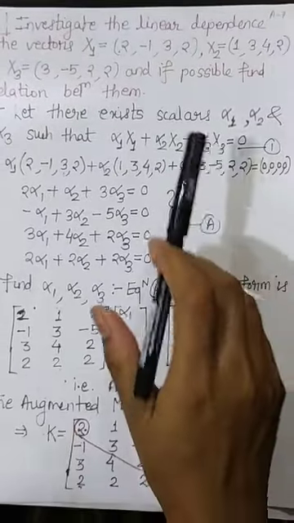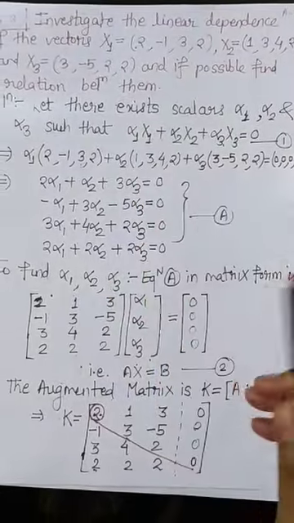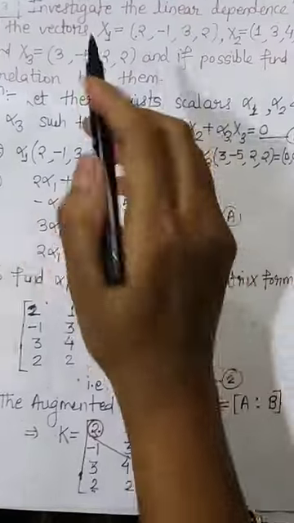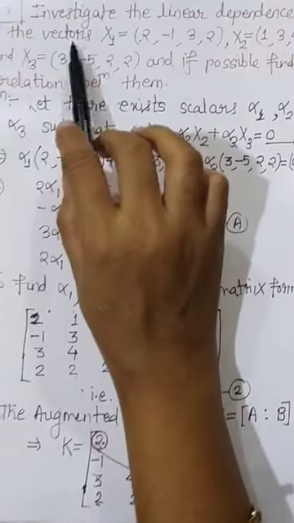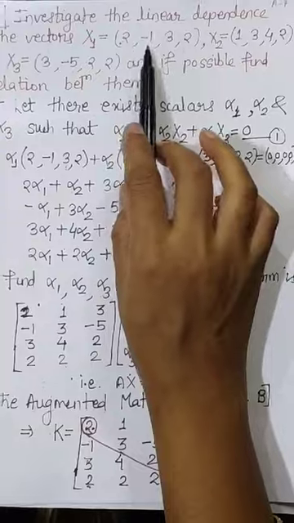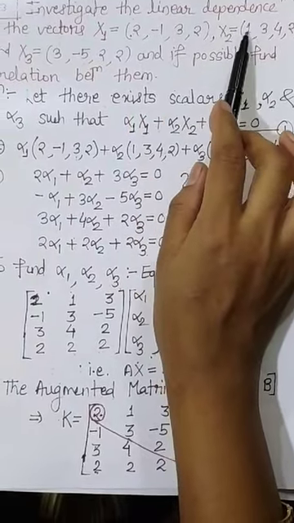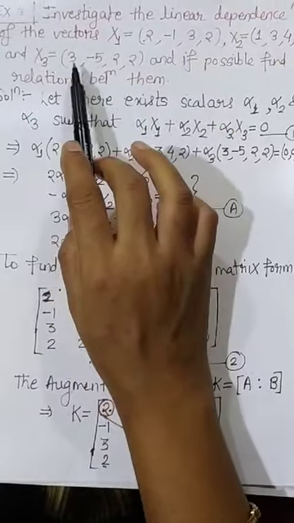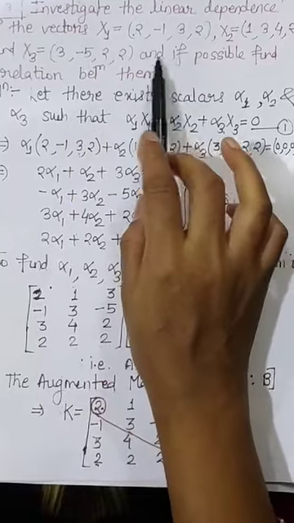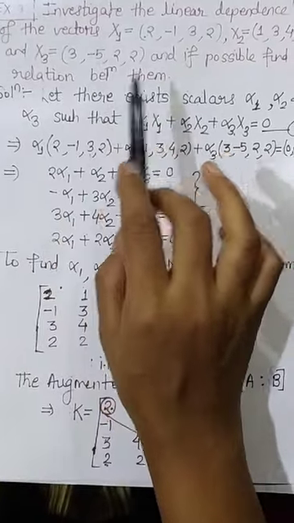Hello everyone. Now we'll solve the third example on linear dependence of the vector. Investigate the linear dependence of the vectors x1 equal to (2, -1, 3, 2), x2 equal to (1, 3, 4, 2) and x3 equal to (3, -5, 2, 2), and if possible find the relation between them.